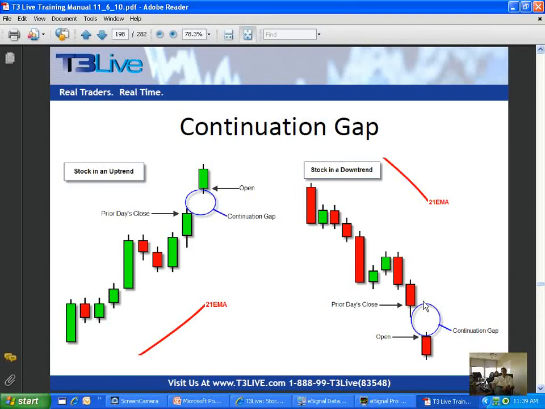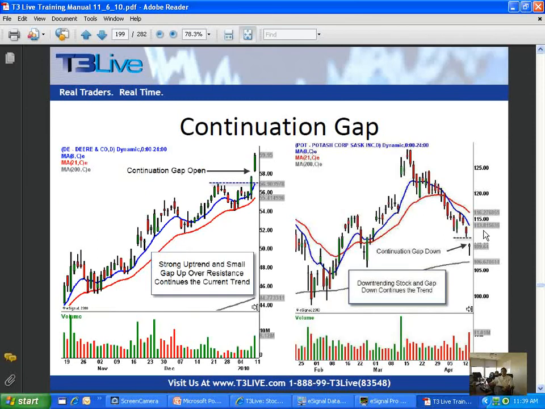Continuation gap. Again, you can see a stock in an uptrend above its 21 EMA, where pullbacks are consistently bought, and you get a continuation gap in the direction of the trend. You can see that it opens and continues higher. Stocks in a downtrend gap down and continue in the direction of the current trend below the moving average. We'll get into the trade. This is just a type of gap.